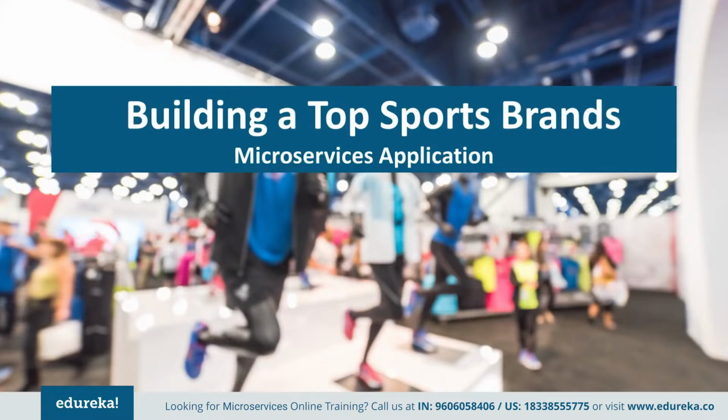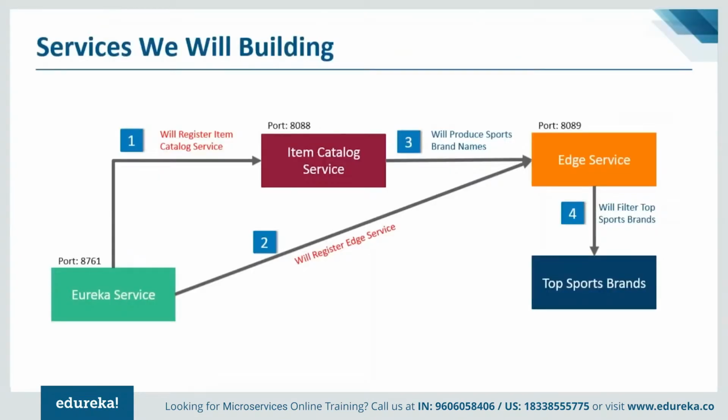And now we are going to focus on how to build a top sports brand. So this is our use case, guys. We'll be building a top sports brand. Let us see how we are going to do that. So in this Spring Boot microservice example, we'll be creating a top sports brand application, which will have three services. So you can see it in the diagram as well. So we have three services here.